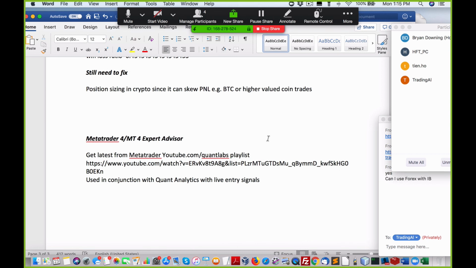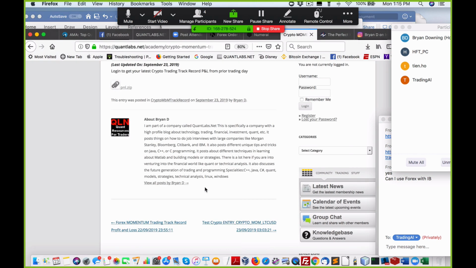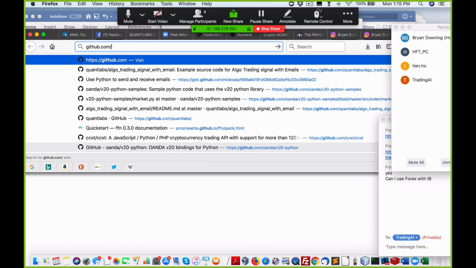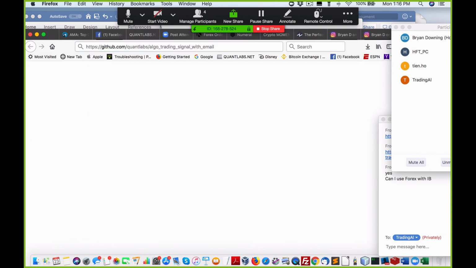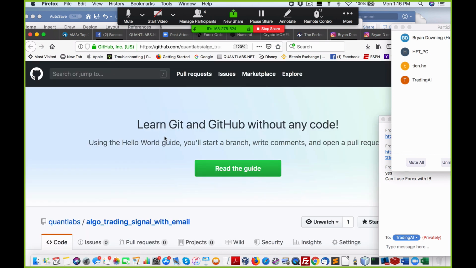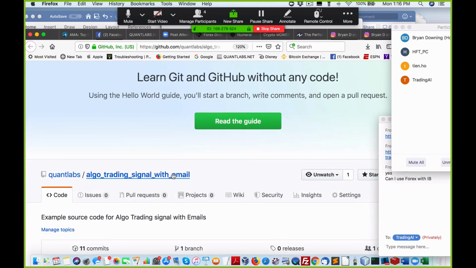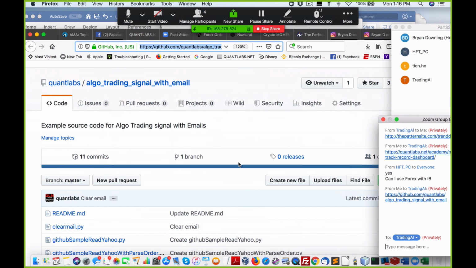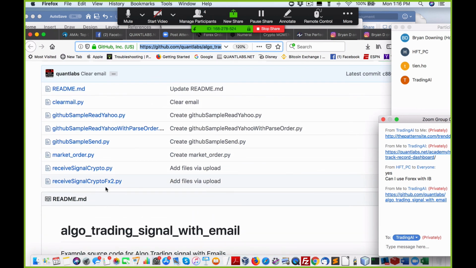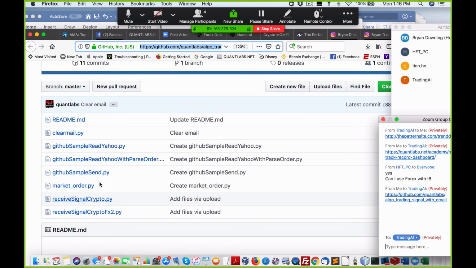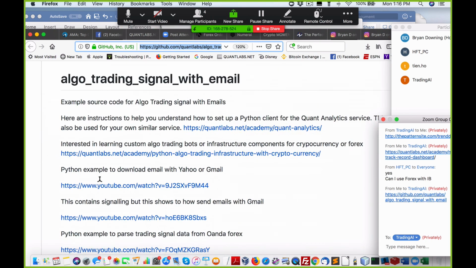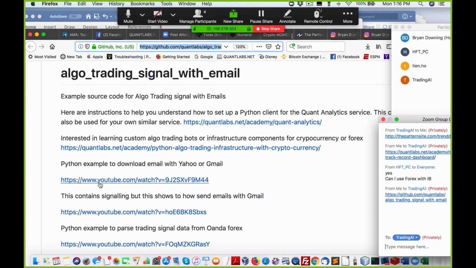I kind of got on my GitHub. I think I've shown that GitHub project. Let's see here, GitHub Quant Labs. I think it's this one. I think the project's called Algo Trading Signal with email, and I got various files on that, how to set up an email, all kinds of little utilities, and receiving emails for the signal of crypto and forex is one, or crypto only, and how to process a market order and all that. So I've got all kinds of examples in that. And you can set up your own bot to do that 24/7 and it never shuts down.